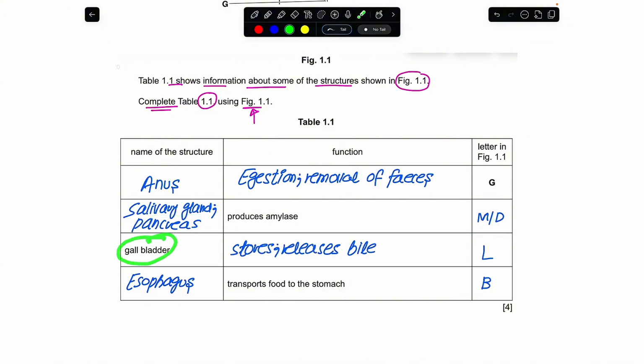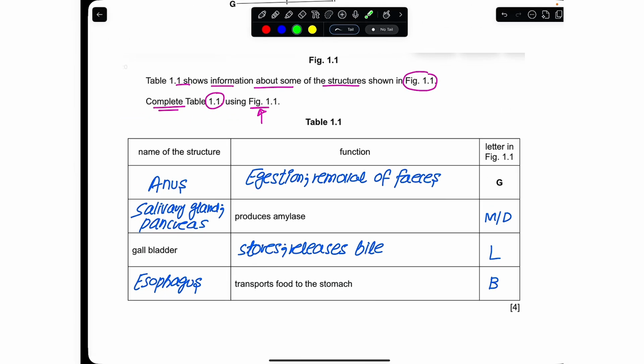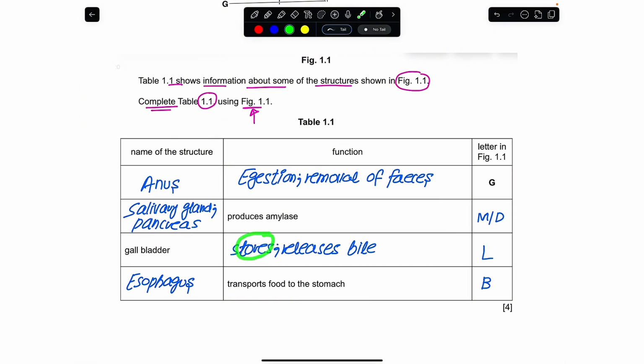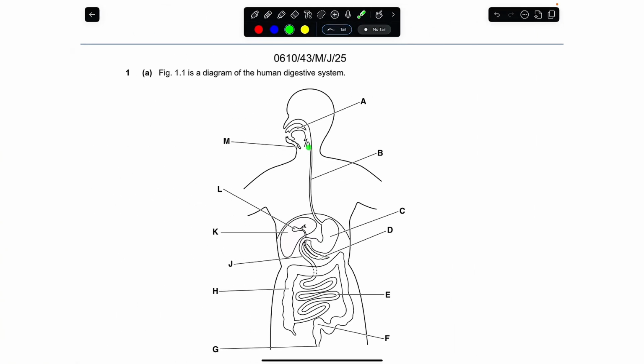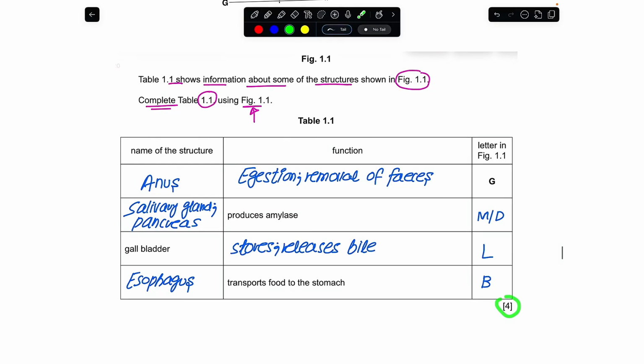They say gallbladder, so we need to identify the gallbladder. The gallbladder is always present with the liver. So here we have the liver, and with the liver lies this L structure. This is the gallbladder, and the role of the gallbladder is that it stores or releases the bile. They say transport food to the stomach. The transportation of the food to the stomach is done with the help of the esophagus, and that is the letter B. So this is how you would have cracked a total of 4 marks.